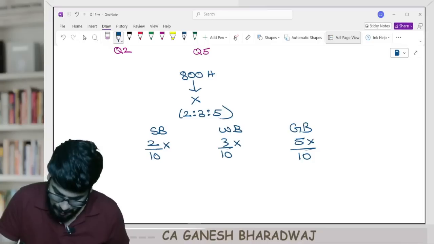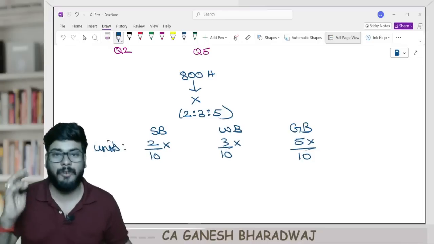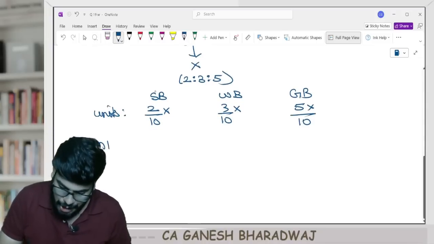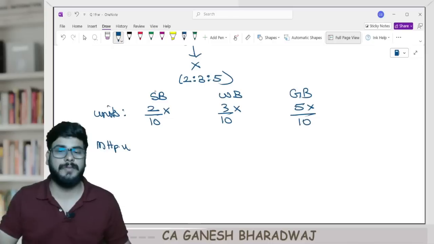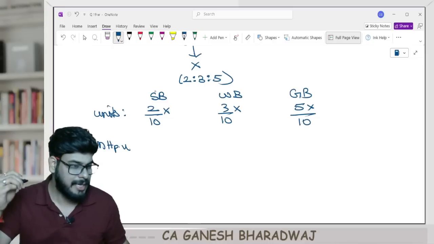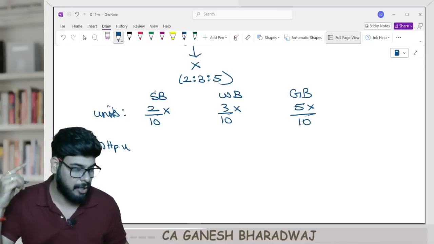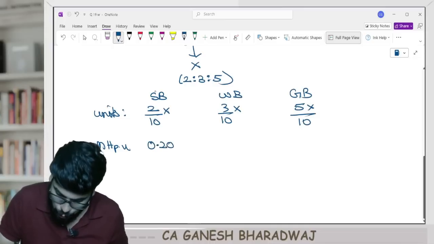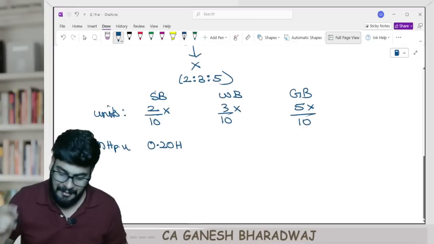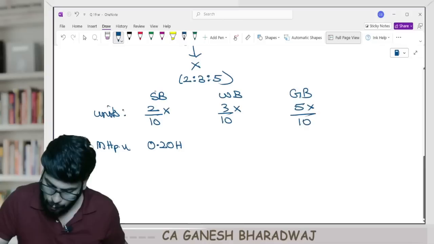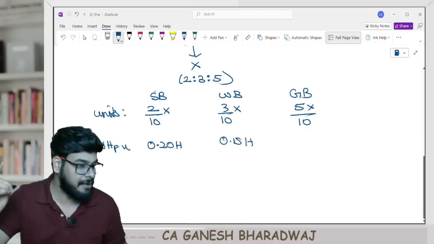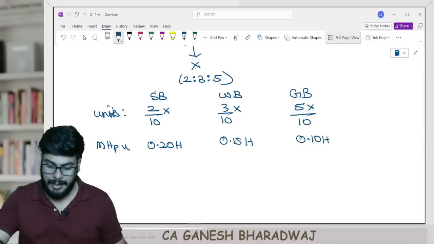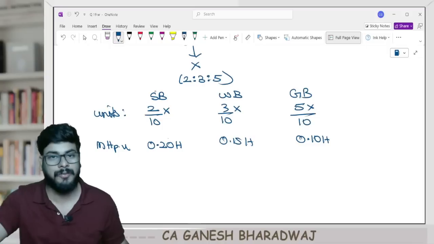Right? So this will be the total number of units of each of the products. And what will be the machine hours per unit for each of the products? So it's given in the question itself that every unit of school bag will require 0.20 hours, right? And every unit of water bottle will require 0.15 hours, and every unit of geometry box will require 0.10 hour. Correct? This is the machine hour required per unit of each of the products.